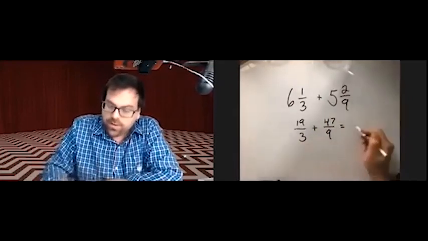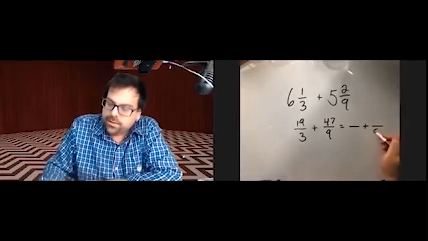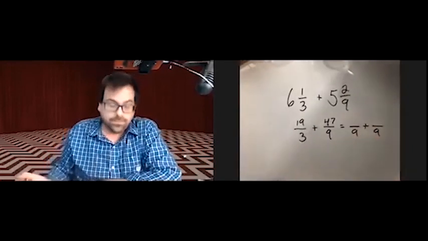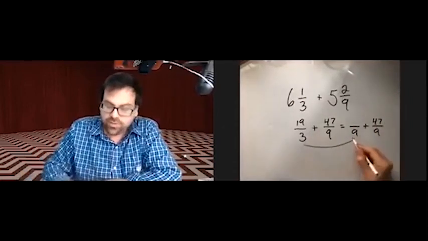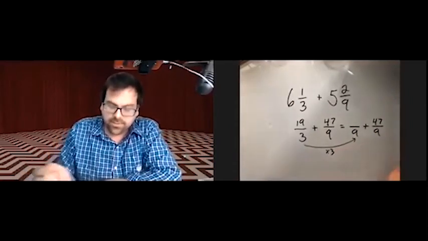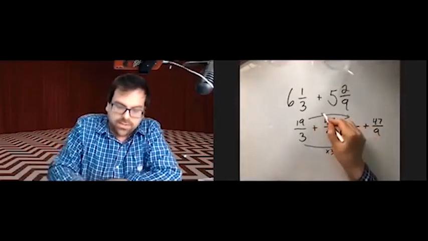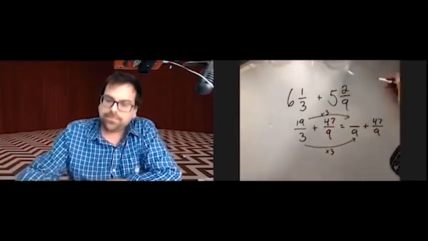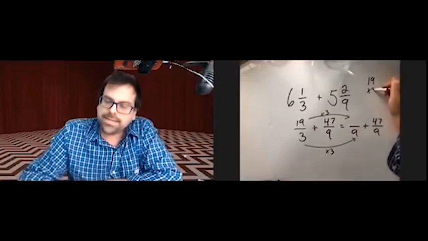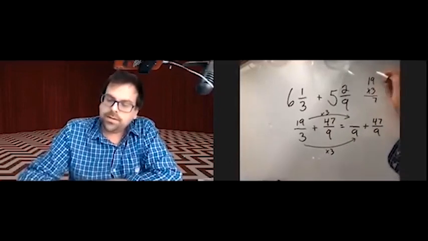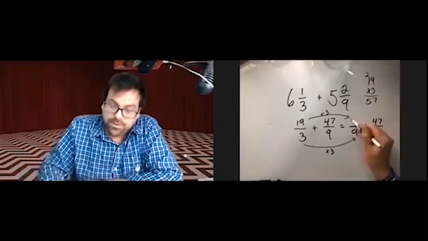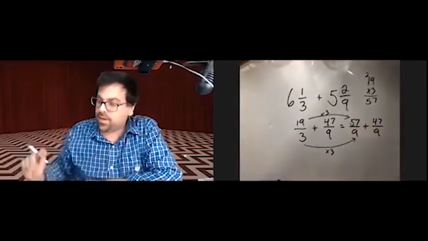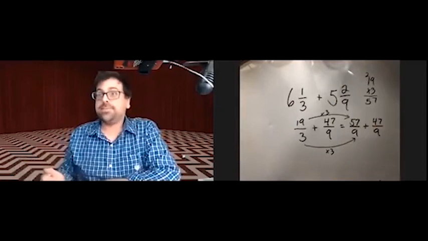The common denominator would be 9. That means 47/9 doesn't change, but to go from 3 to 9, that's times 3. We go times 3 on the top. 19 times 3 is 57. So this is 57/9 plus 47/9.